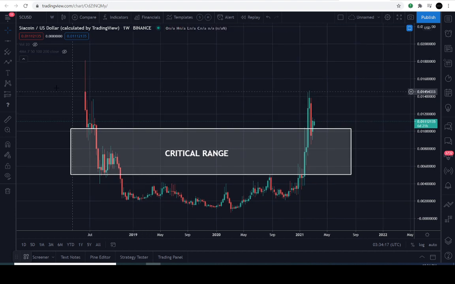Now, let me see if I can do a really quick measurement from the breakdown. These are weekly candles, by the way. If you notice, July the 30th, 2018 is what actually broke down below this critical range. And then we look over here. This appears to be an official break up above the critical range at about 1 penny.